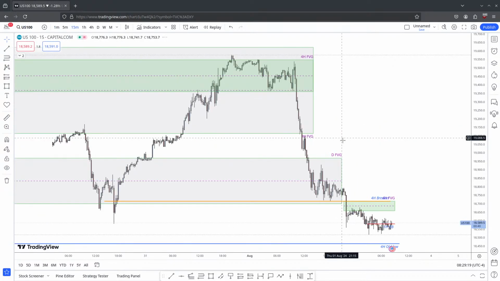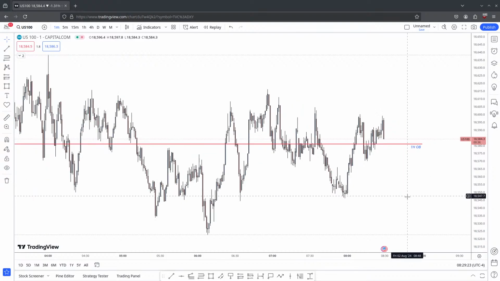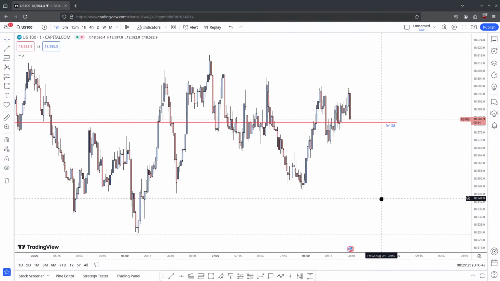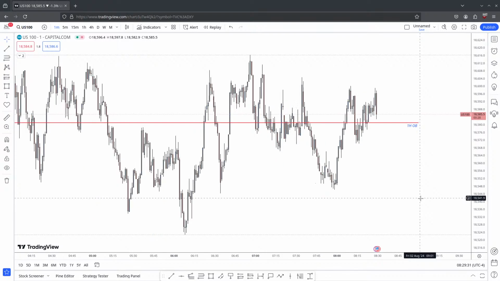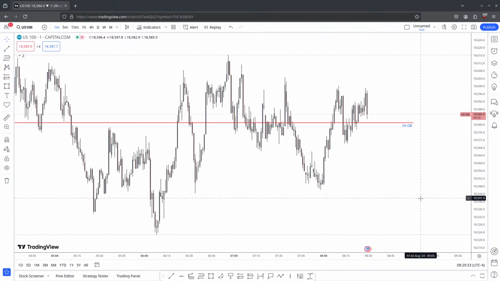No clear direction here. We have relative equal lows here, relative equal lows down here as well. And then we have relative equal highs here, here, and up here as well. Equal highs, the same ones we were looking at on the 15 minute. Okay, let's sit on the 1 minute, see what they do here. Wait for that release to come out.